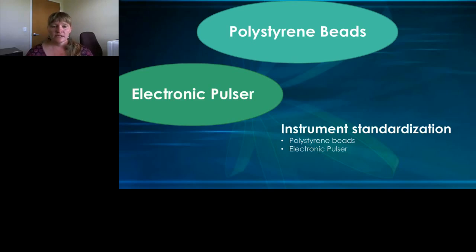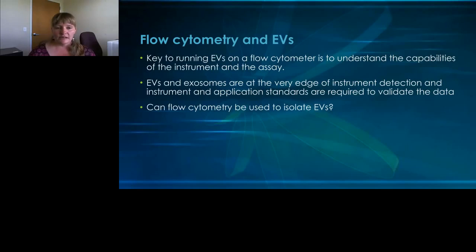So we've discussed all the different parts of the calibration. It is key to remember that running EVs on a flow cytometer requires clear understanding of the instrument capabilities and the instrument and the application standards that are required to validate the data. We have only discussed the analysis of EVs on a flow cytometer, but can the instrument be used to isolate EVs? Before discussing flow cytometric isolation of EVs, what are the current techniques for EV isolation?